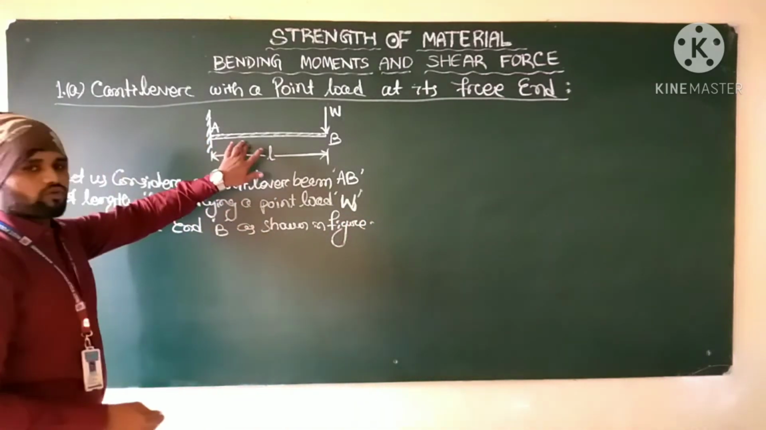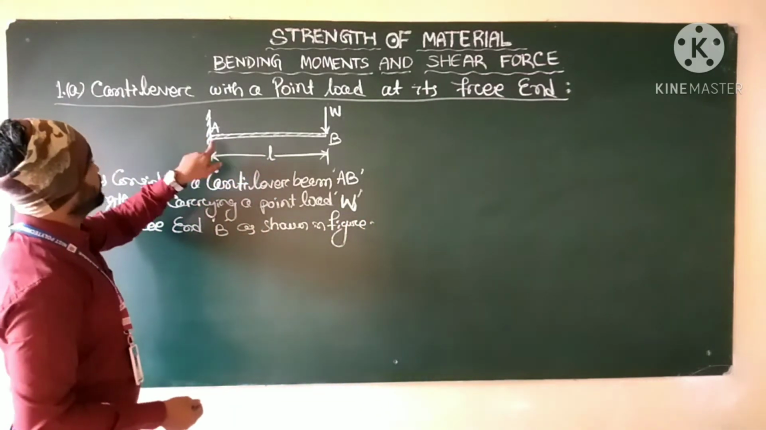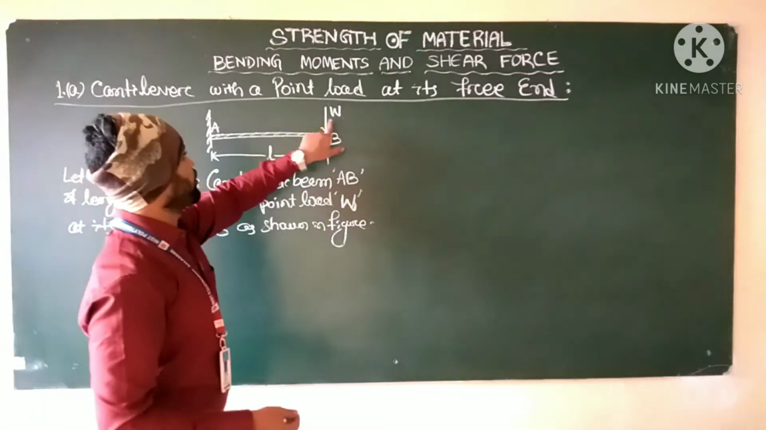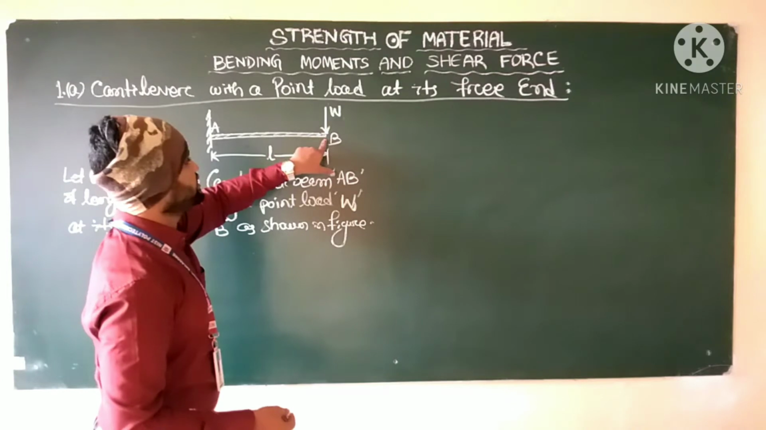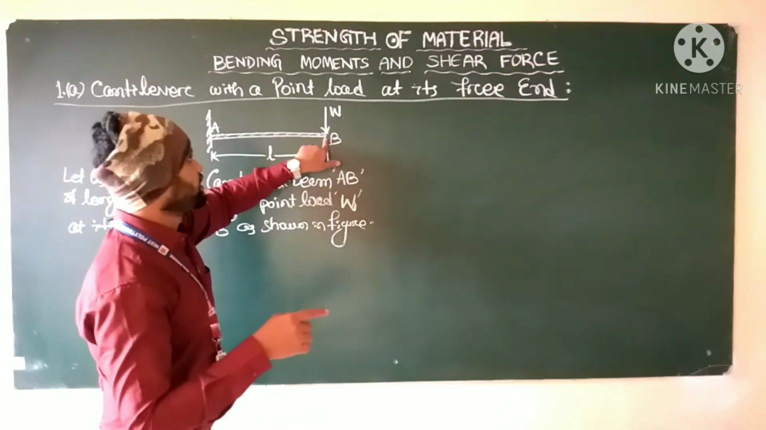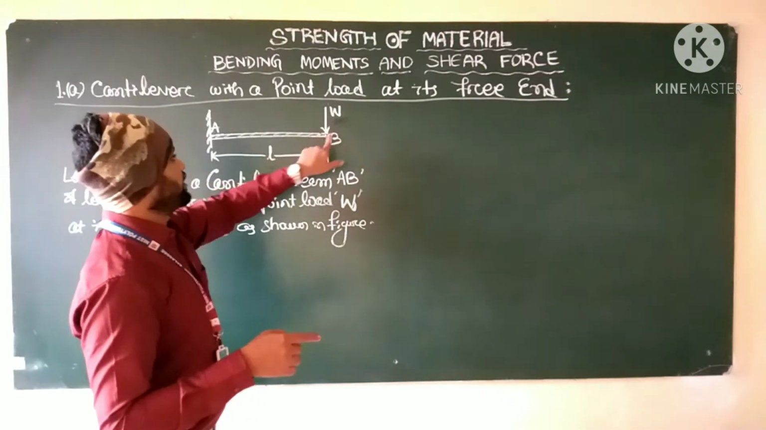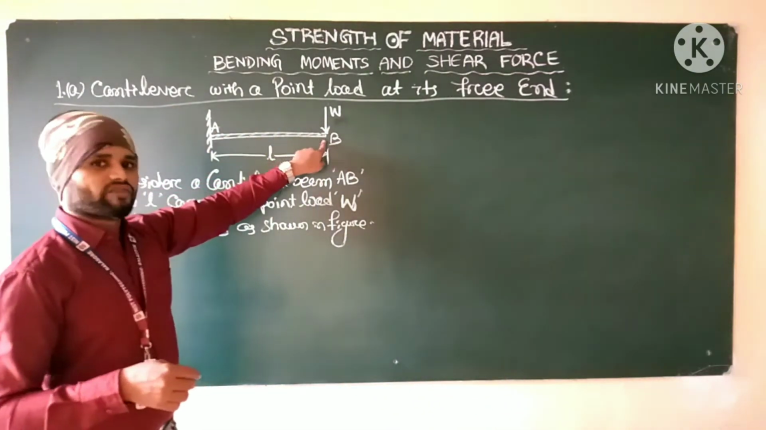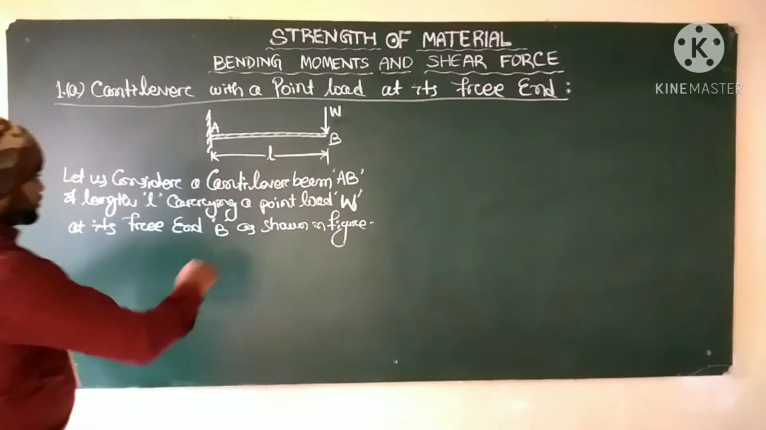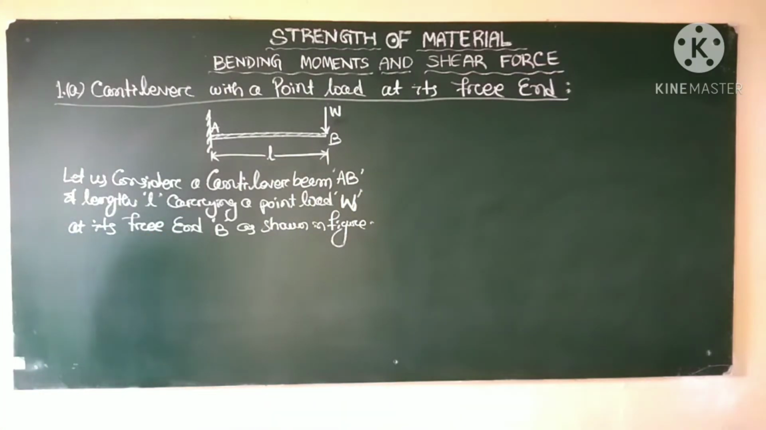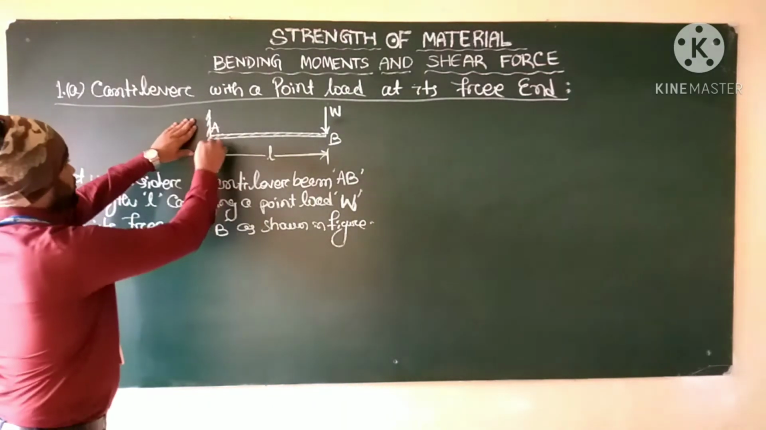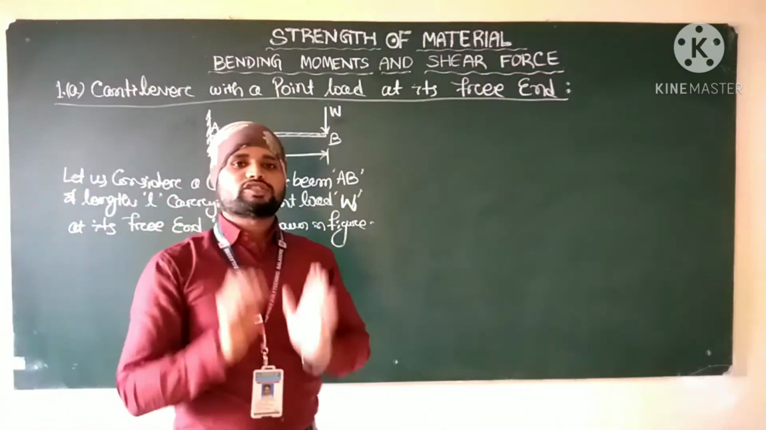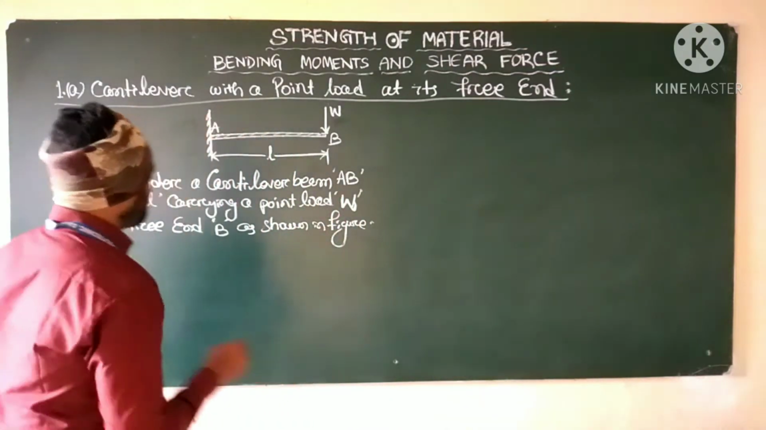So in this figure, what we will see? We will see a cantilever beam AB of length small l carrying a point load. This one is a point load, as it acts on a single point, that is B. Point load of W at its free end B. This one is the fixed end and this is the free end of the beam. So in this cantilever beam figure, we will calculate the formula for shear force and bending moment.